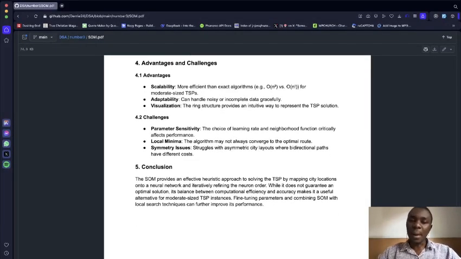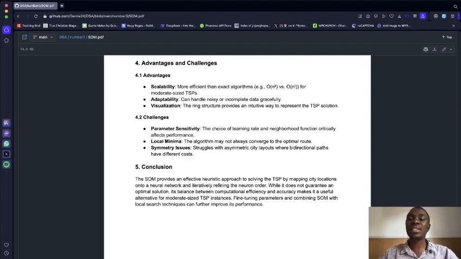So there are advantages in it. So the SOM is scalable, more than the classical approach. It can handle noise, so in case you have missing data, let's say the distances between certain cities are not being inputted, at least it's able to adapt to that. And finally, the visualization. Because of the ring structure that is visualized using this approach, you're able to present the solution very well.